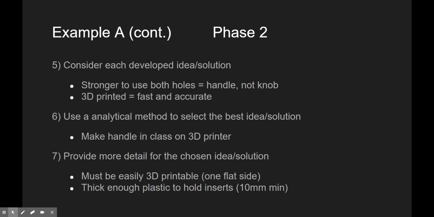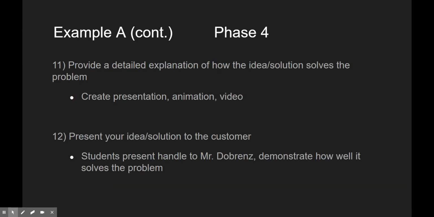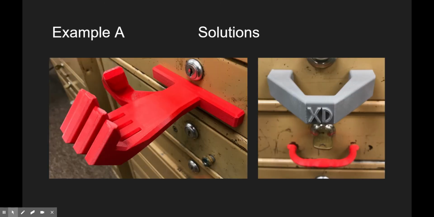And then they got to the prototyping phase where they actually used CAD to design and 3D printers to make handles. They tested them. A lot of students had to go back and remake them. And they also provided a presentation to communicate the handle they had designed and its features and benefits. And lastly, these are a few of the solutions that students produced. Now, they're all very different, and that is completely natural within the engineering design process, but they were all functional. They all did the job, and they all fulfilled the requirements and criteria that I gave them.